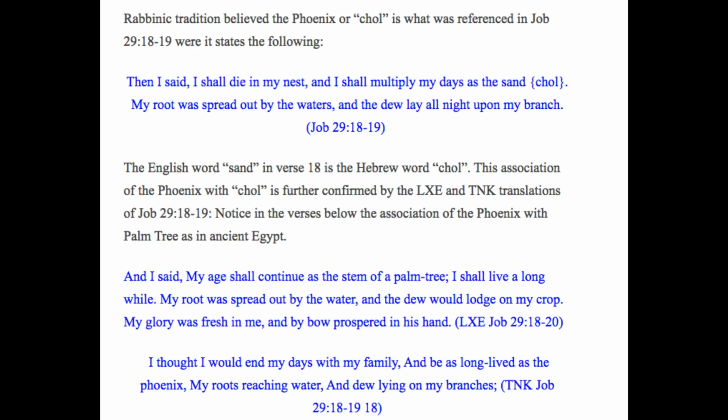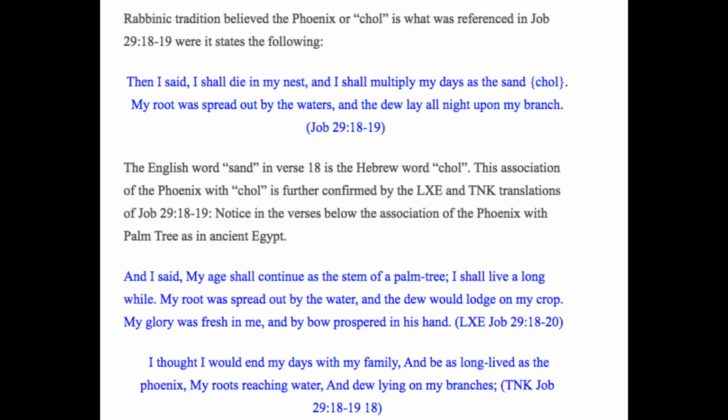Notice in the verses below the association of the phoenix with the palm tree as in ancient Egypt. And I said, my age shall continue as the stem of a palm tree. I shall live a long while. My root was spread out by the water, and the dew would lodge on my crop.